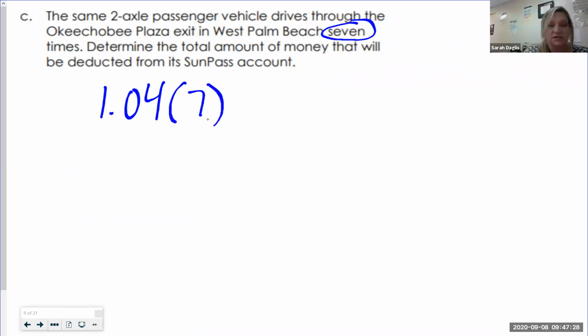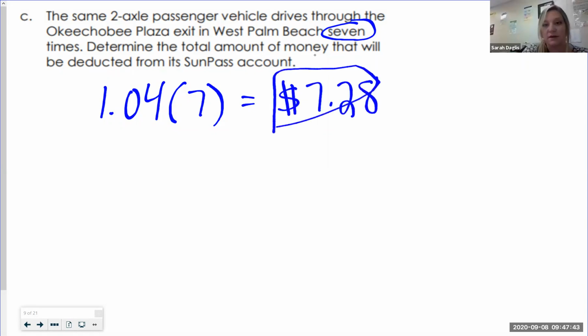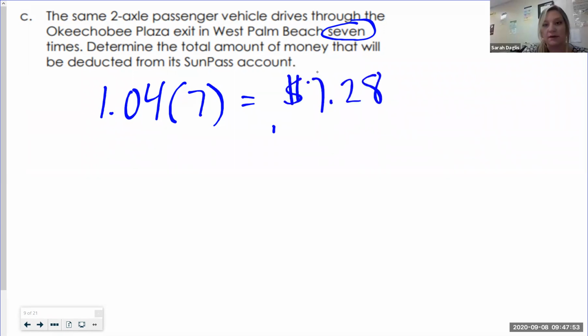So calculator. $1.04 times 7 is going to give me $7.28. So it will cost us $7.28 to drive through this exit 7 times.